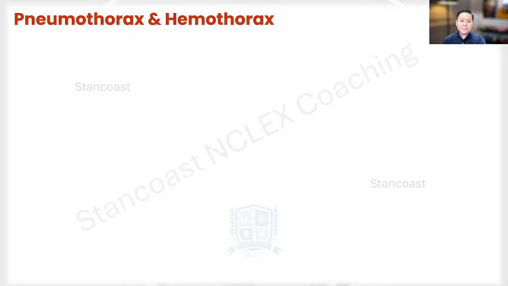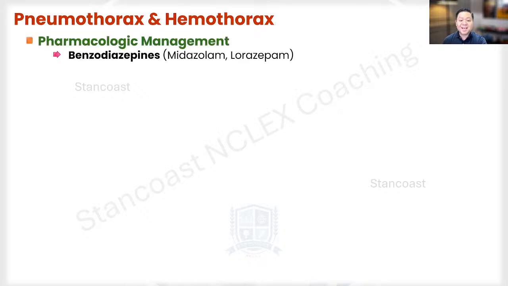Now, we're going to talk about the different pharmacologic management, and we'll just touch on it at a very superficial level, because this is not really our main topic, but just to give you an overview of what possible medications we can administer during the acute phase. We've got the benzodiazepines, and two examples of the benzos that we're going to expect to be ordered are midazolam or lorazepam. And this is going to be ordered and given to reduce the anxiety of our patient.